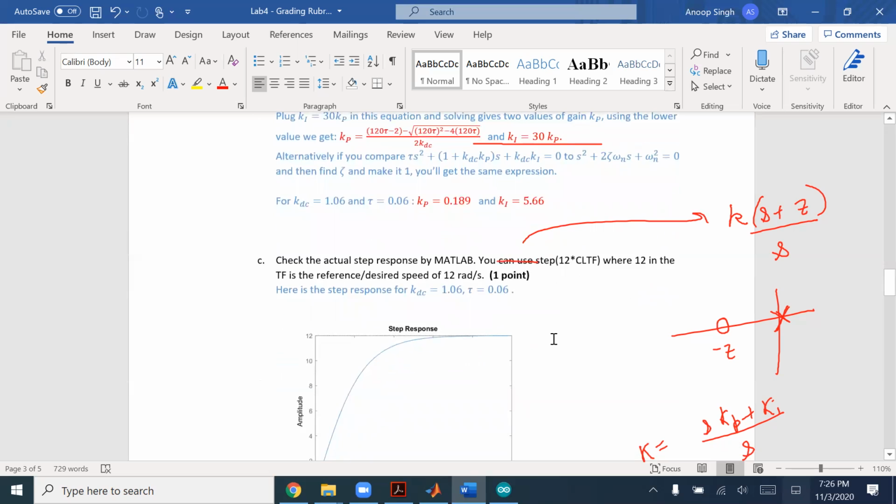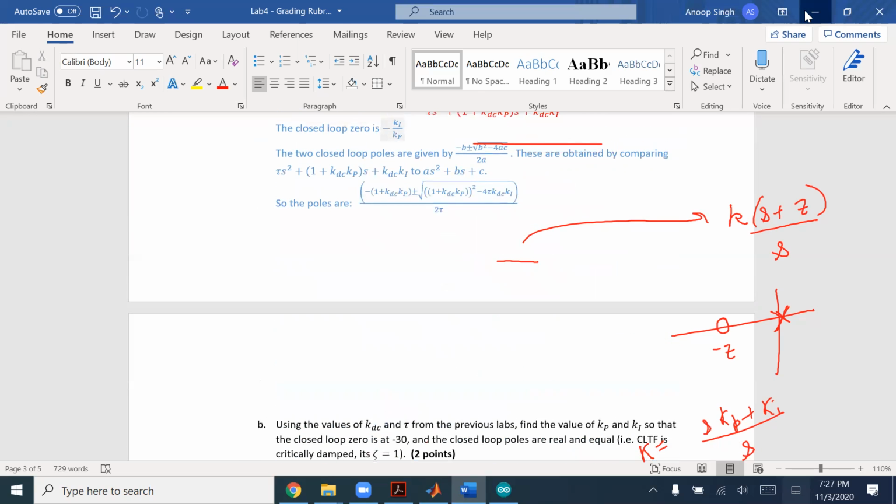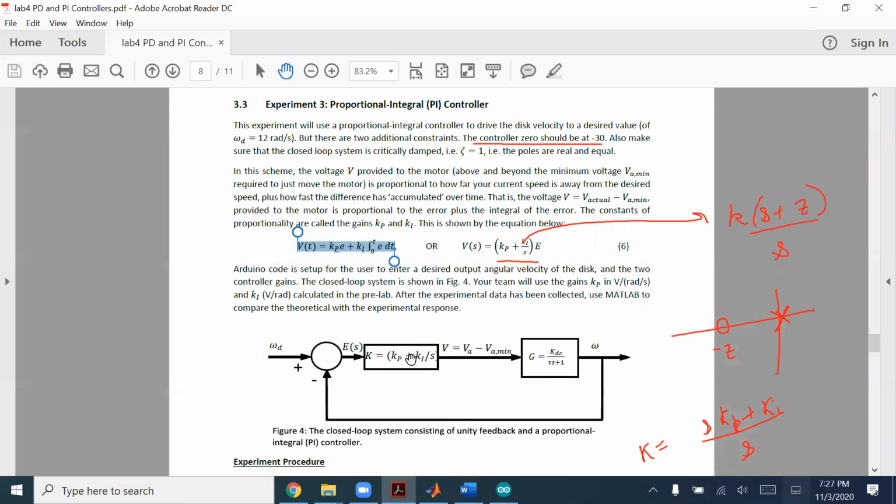Here is the step response of the closed loop system, 12 times the closed loop transfer function. You can see the speed goes from 0, and this time it actually reaches 12. This is because of the integrator effect. Having an integrator in the forward path, in the plant or the controller, will make sure that for a step input, a constant input, the response at the end actually matches the input.